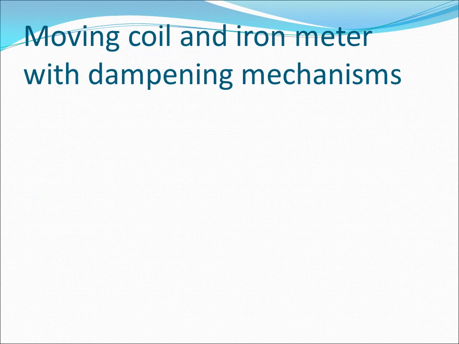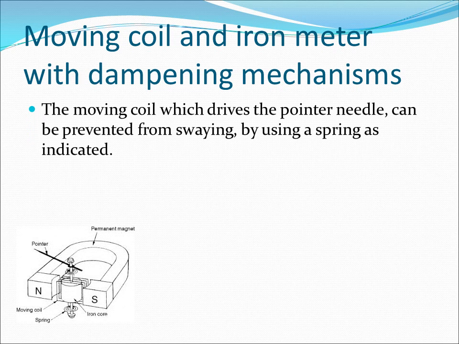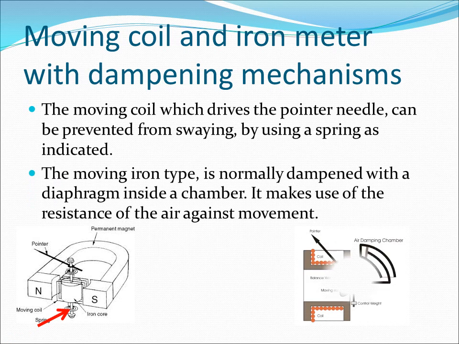Moving coil and moving iron meters with dampening mechanisms. The moving coil, which drives the pointer needle, can be prevented from swaying by using a spring as indicated. The moving iron type is normally dampened with a diaphragm inside a chamber. It makes use of the resistance of the air against movement.